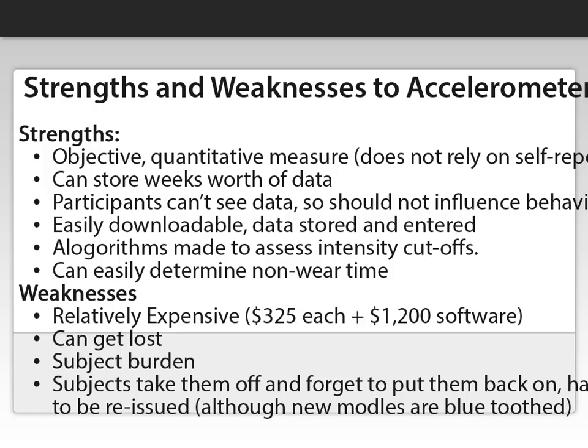As far as weaknesses, it's relatively expensive. It's around $325 each, and the software is around $1,200. They can get lost easily. We always have to account for at least 3 or 4 of them getting lost.